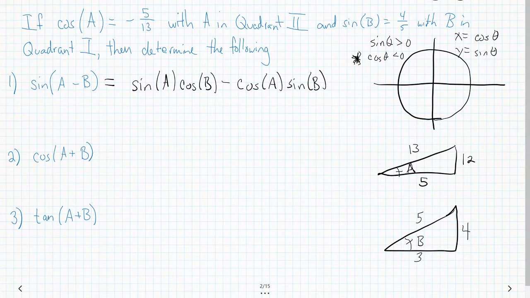Okay, so here's what we do. Sine of A is positive, right, because we're in the second quadrant, and then for A, the opposite side is 12, and the hypotenuse is 13. And then for cosine of B, we're looking at the adjacent over hypotenuse, so you get 3, which comes from right here, all over 5.